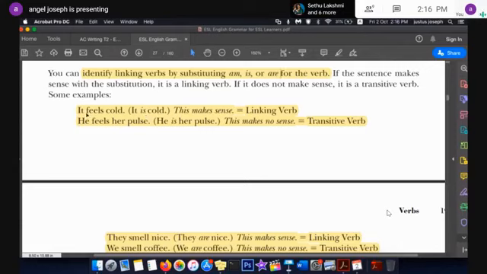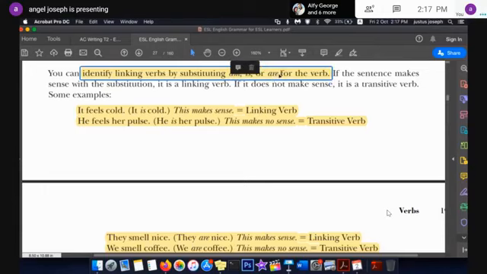One very simple way of finding out a linking verb, or if you're getting confused between a linking verb and a transitive verb, is by looking at the sentence and changing that verb from the sentence into any one of these words. That is am, is, or are. Any one of these three. So let's look at an example.